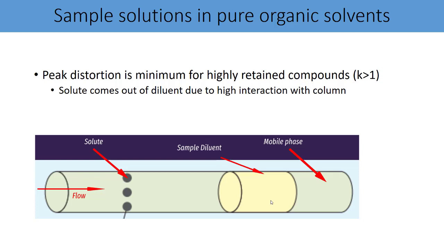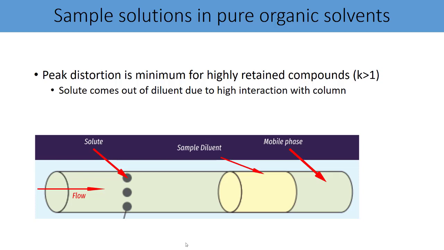Similarly, if you are using a stronger organic solvent as a diluent, I mean your diluent is stronger than your mobile phase, and the analyte has a higher retention time, then the chance of distortion is minimal. The reason is your solute molecules will come out of your diluent because of their high interaction with the stationary phase. Now look at the screen and you will understand what I mean.